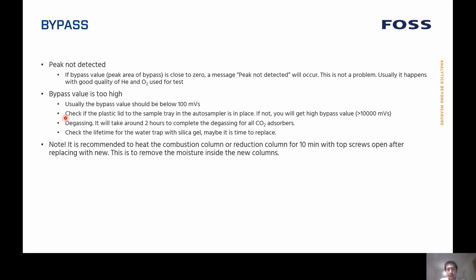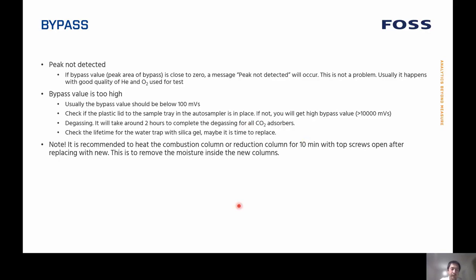Because if you forget to put the plastic lid on the auto-exemplar, the air, oxygen and nitrogen, gets inside the auto-exemplar, and the nitrogen inside the air will cause a high blank result. Usually it's over 10,000. The blank result can also be caused by CO2. That is because you haven't done the gassing, and the CO2 just is released in the bypass running. It gives the signal. So you have to take around 2 hours to complete the gassing for all the CO2 traps.